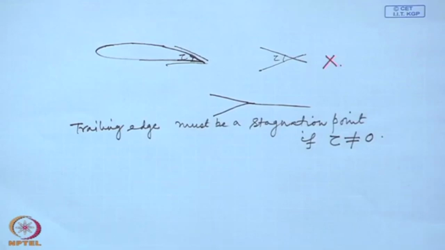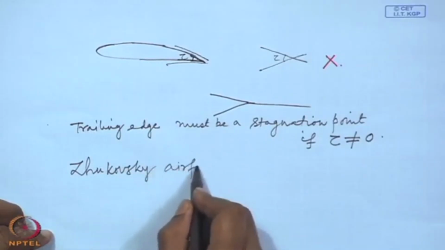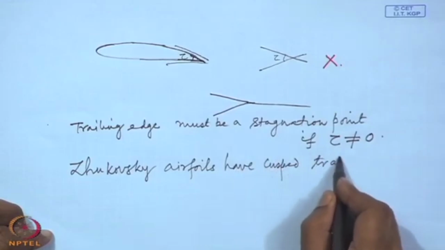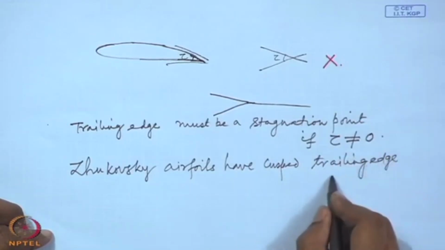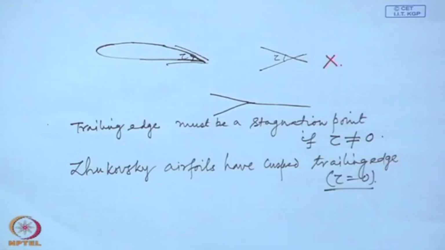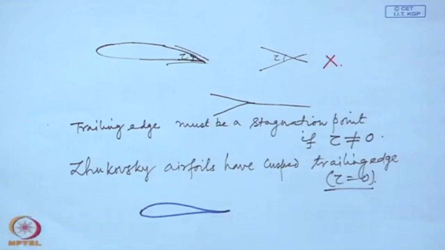However, we have seen already that the Zhukovsky airfoils have a cusped trailing edge, that is, the trailing edge angle is 0. What will happen in that case? The Zhukovsky airfoils are cusped. What is the meaning of this? Then let us see that. Consider a Zhukovsky airfoil. The trailing edge angle is 0.